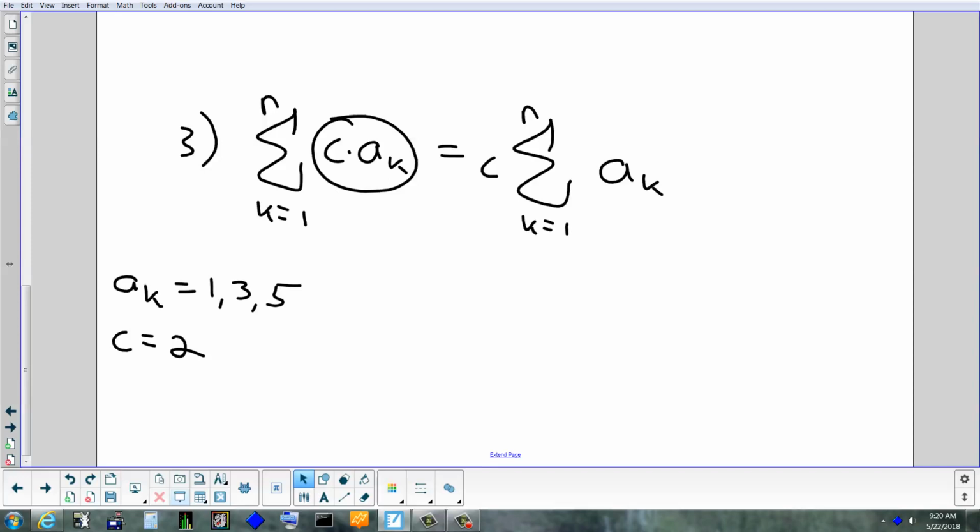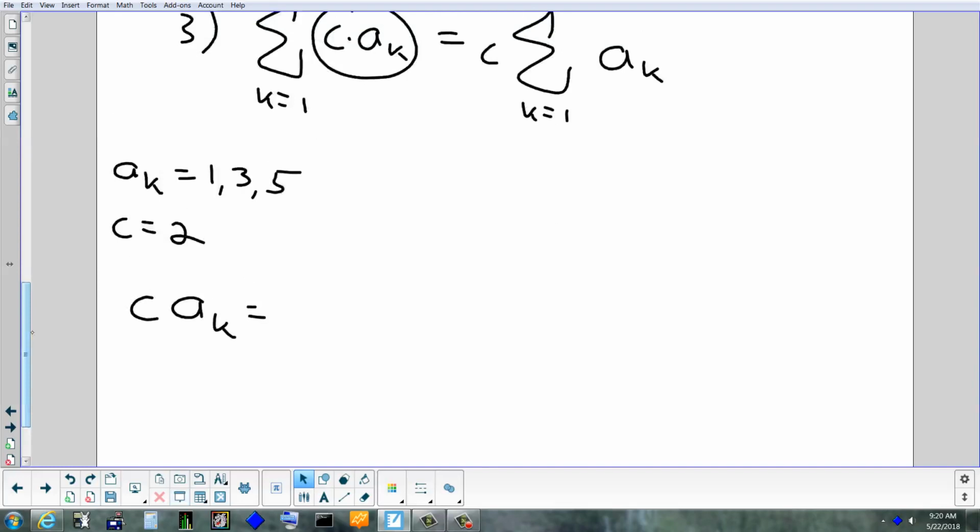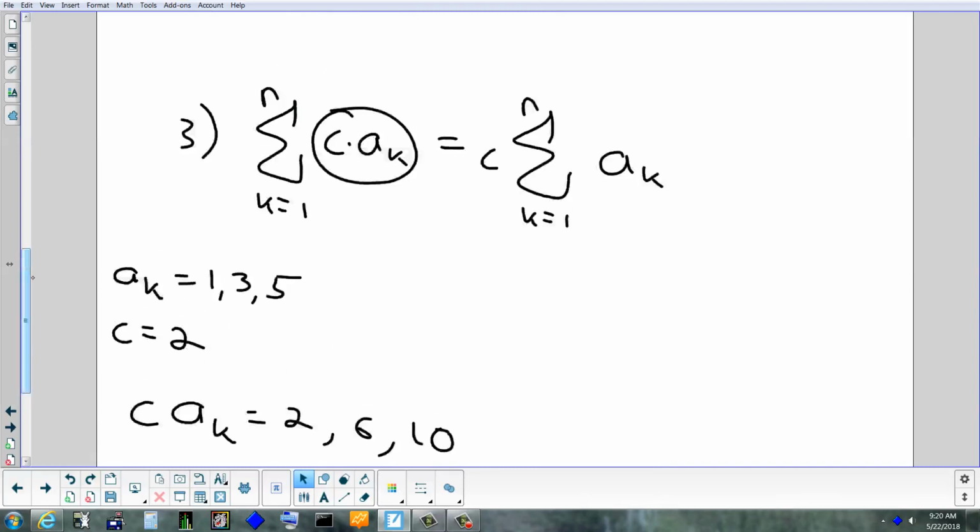So the way you multiply a sequence by a constant, it's like a distributive. Multiply every number in the sequence by your constant. So C times A sub k would give me a new sequence. And what would be the terms in C, A sub k? We've got A sub k and we've got C. Let's put it together. Yep. 2, 6, 10.